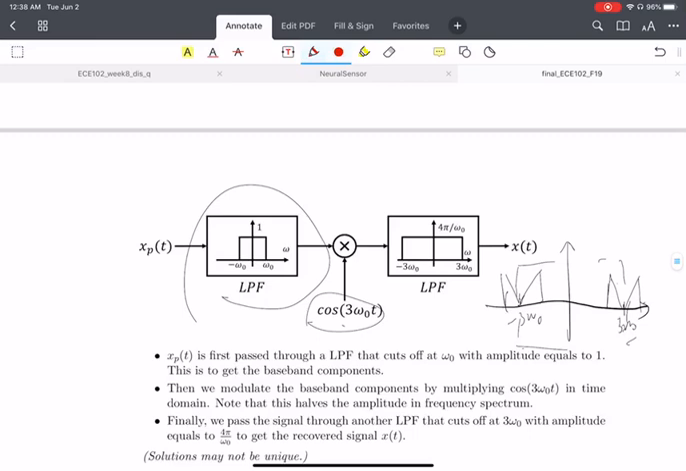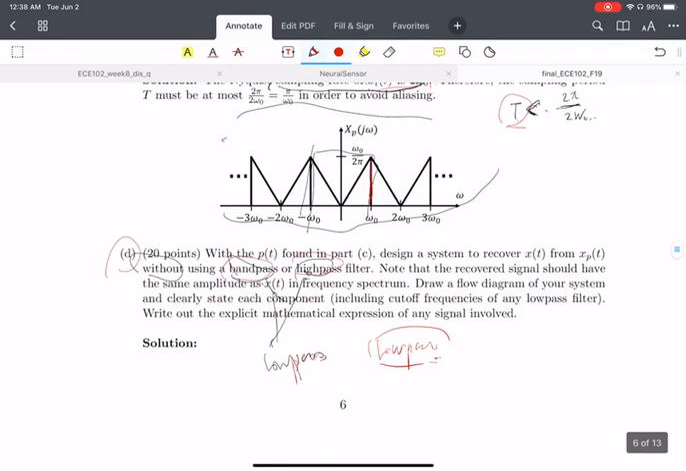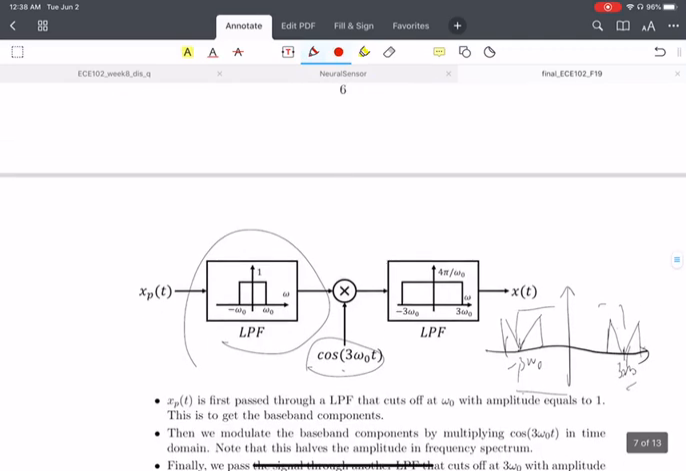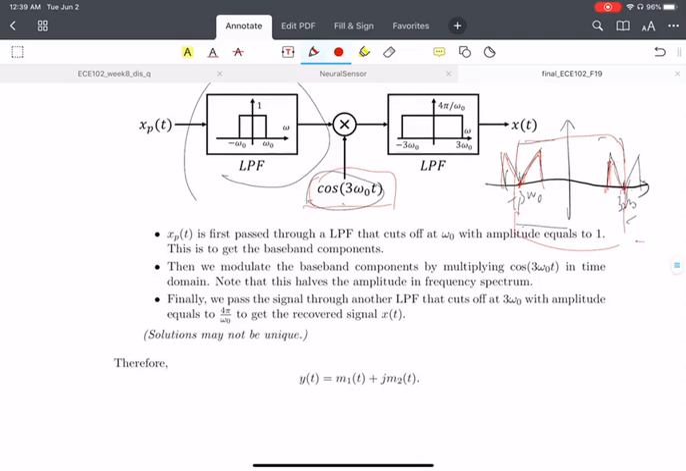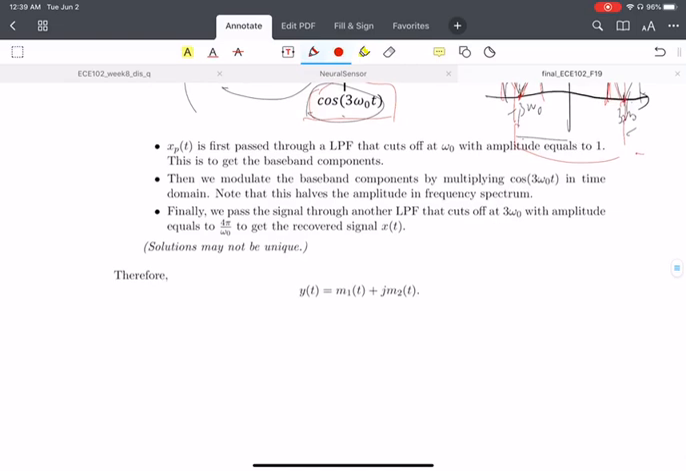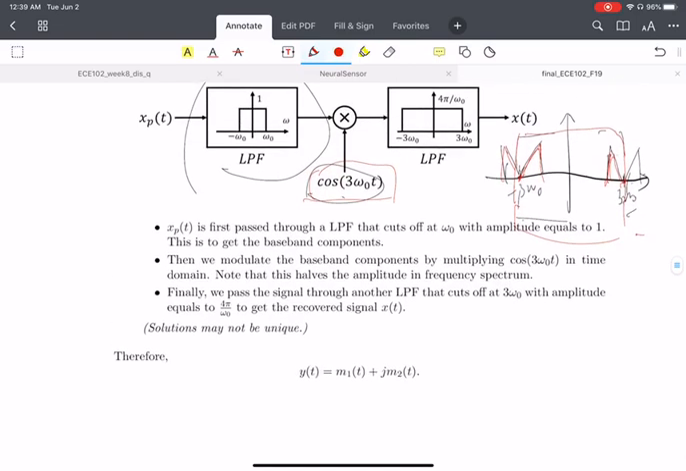So here it gives a solution that we first use a low pass filter to get the signal, and then we can shift it. We can multiply it with a cosine. Again, we shift it, so it will be centered at minus 3 omega 0 and 3 omega 0. And then we can utilize a low pass filter again. And with this, we can get the final signal. Okay.